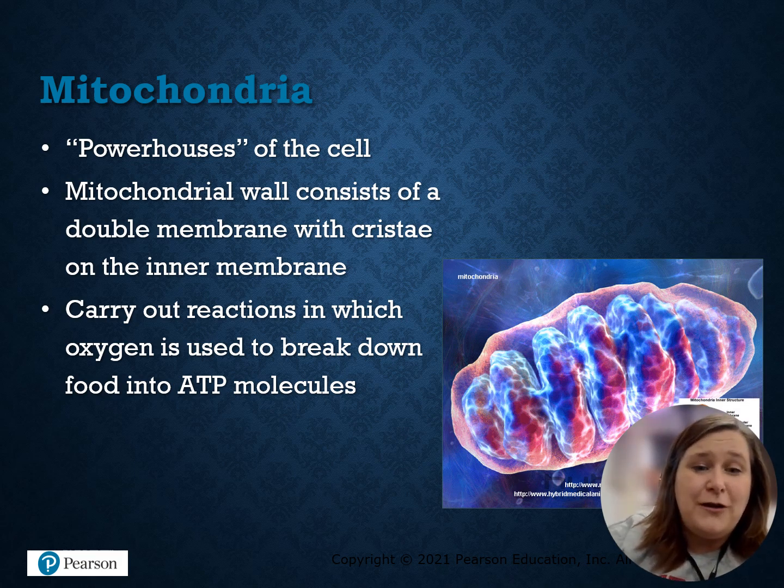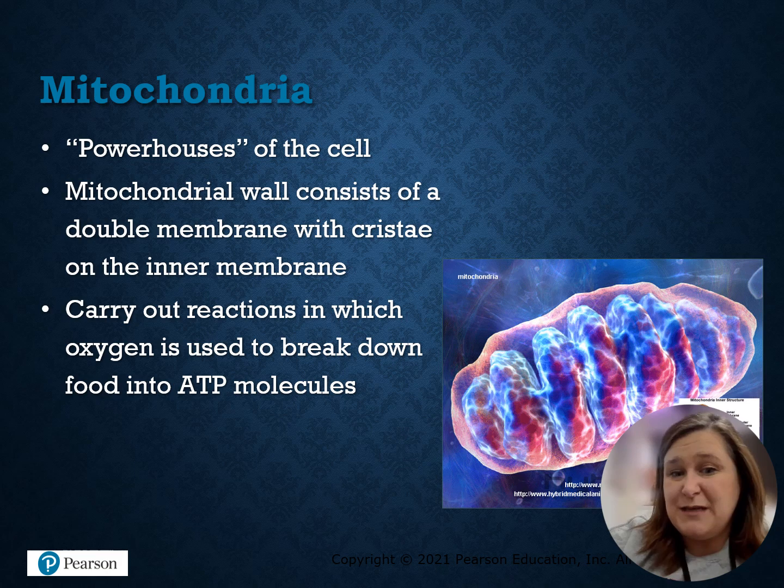The mitochondrial wall is going to consist of a double membrane with cristae, that's these little empty spaces on the inner membrane. The purpose of that is to increase surface area so that it can carry out the reactions in which oxygen is going to be used to break down food into ATP, right? So this is the guy that is actually taking our food and turning it into the energy that we need to make our body go.